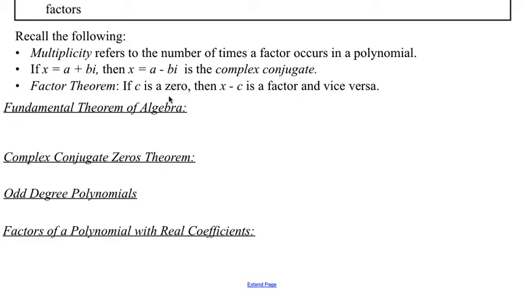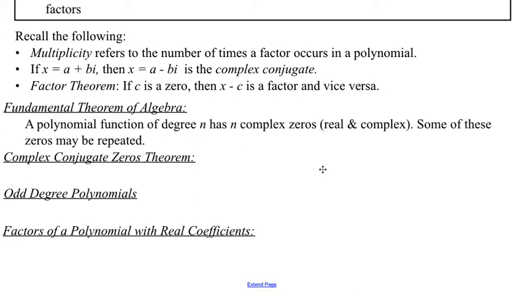And then the factor theorem says if we have a zero c, then x minus c is the factor, and vice versa. If we have x minus c as a factor, c is called a zero, or a solution of the polynomial. So a couple of new theorems and properties for you. The fundamental theorem of algebra says basically whatever the degree of the polynomial is tells us how many complex zeros the polynomial has. And when we say complex zeros, that includes the real zeros that we've been finding, as well as the complex zeros that will be new in this lesson. And some of those zeros may be repeated.